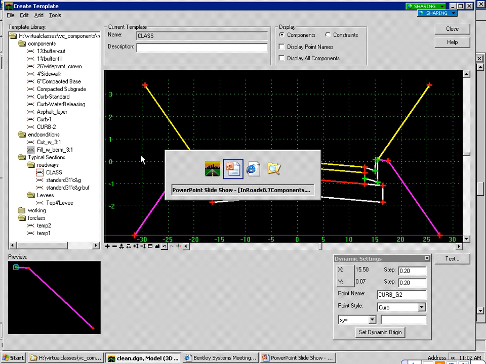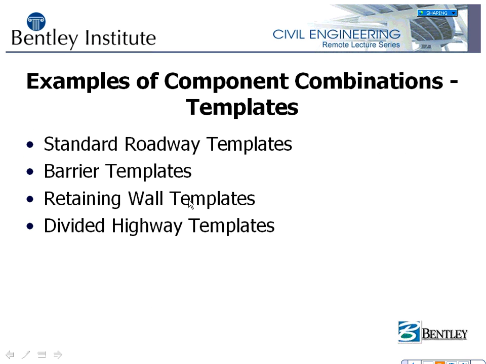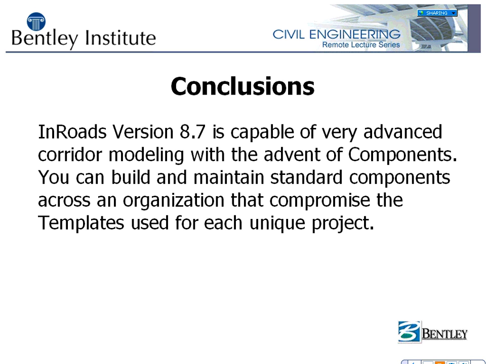And then, so we just went through an example of a standard roadway. You can do barriers, retaining walls, divided highways, many ways to go now that you couldn't do in the past. In conclusion, En-ROADS version 8.7 is capable of very advanced corridor modeling with the advent of these components. And you can see you can build any standard component provided across an organization, provide those links on it so people know what it is, then come up and let that be used to create the templates.